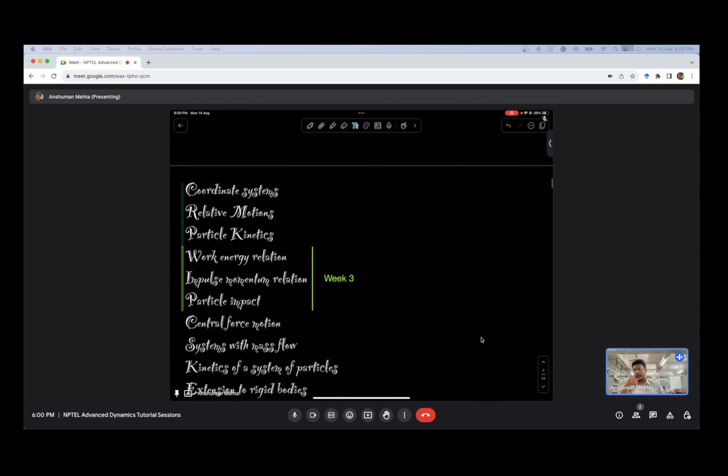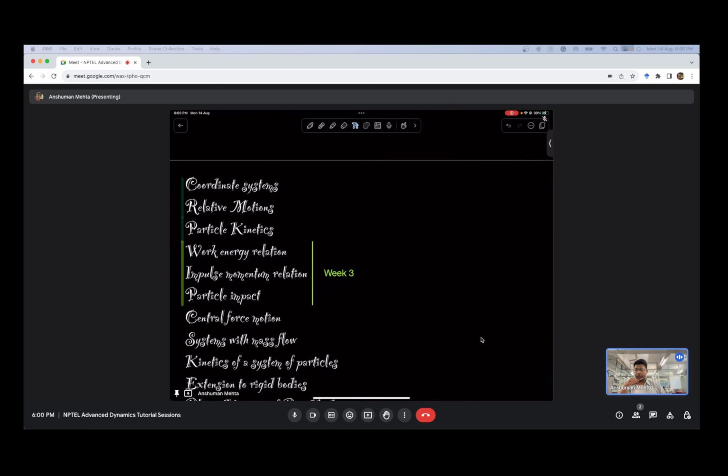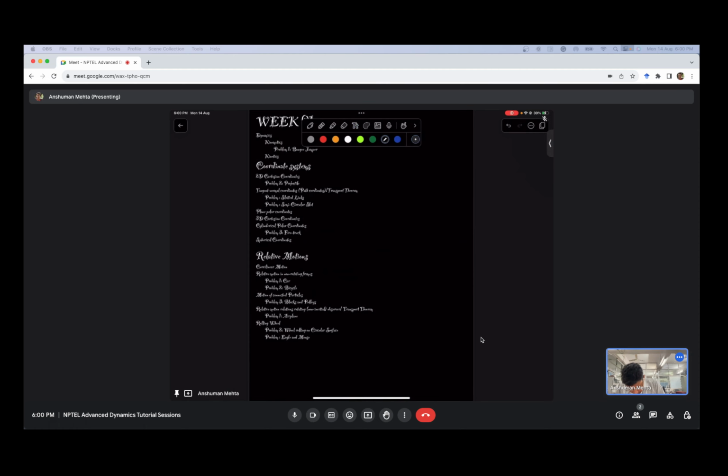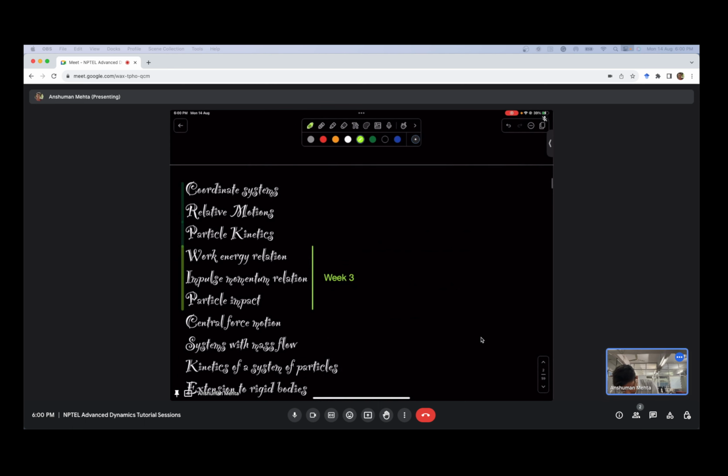So in week 1 we had done coordinate system and relative motion. In week 2 we delved into particle kinetics. Now in week 3 we are doing work-energy relation, impulse-momentum relation and particle impact. But today we'll be covering mostly this particle kinetics section.